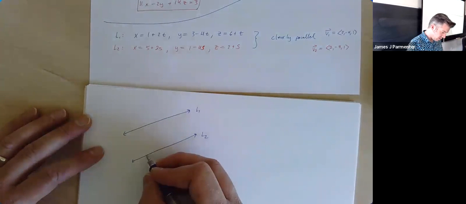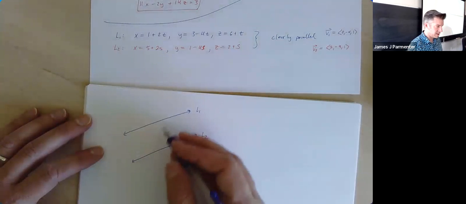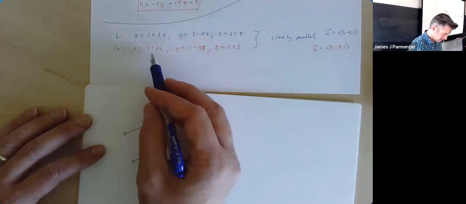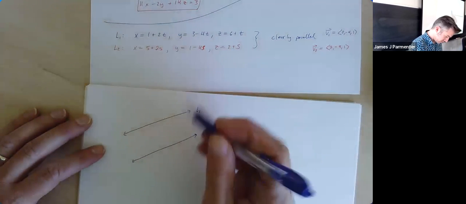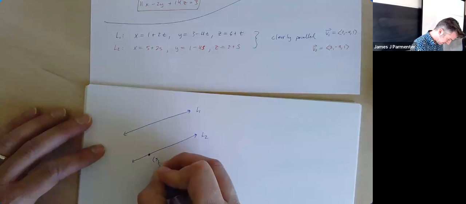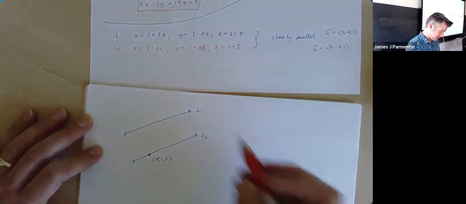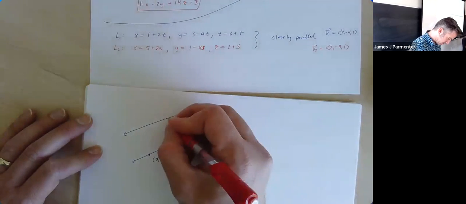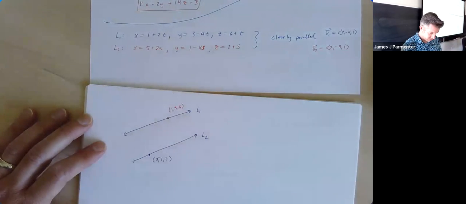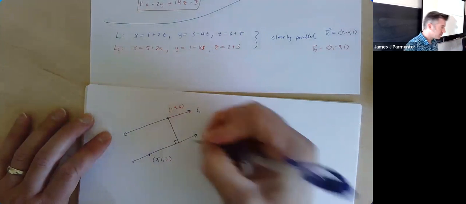So let's see. On L1, let's pick a point. Sorry, let's pick a point on L2 and a point on L1. We'll do it for both. So here's a point on L2. So on L2, when s equals 0, I get 5, 1, 2. And on L1, I pick t equal to 0, I'm going to get 1, 3, 6. And so I'm trying to find that distance there.